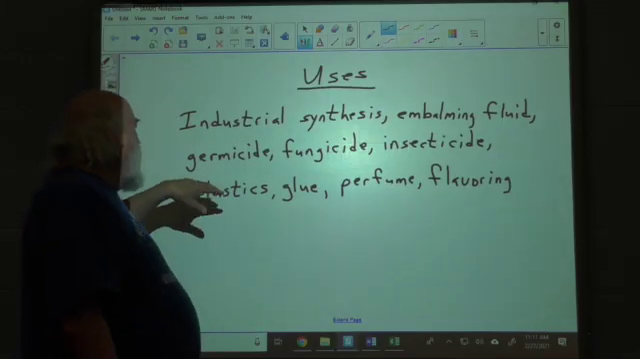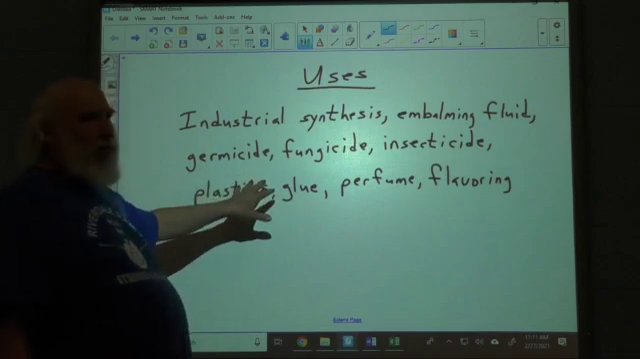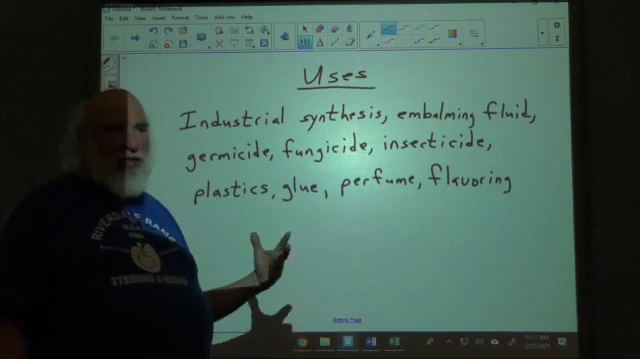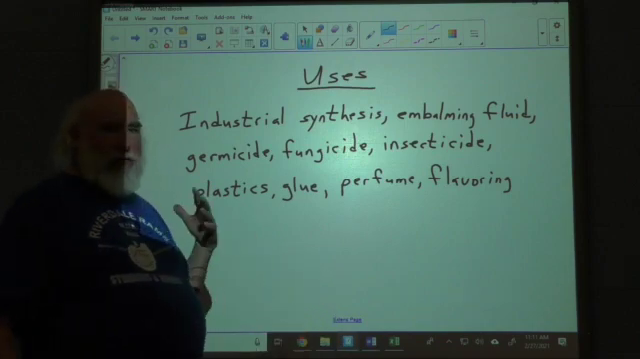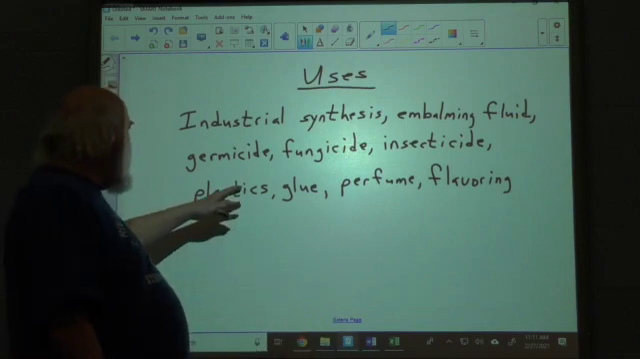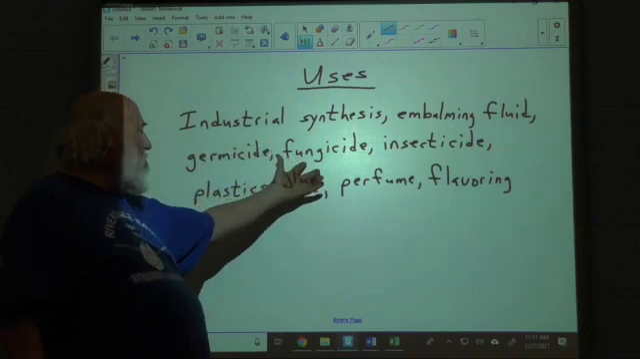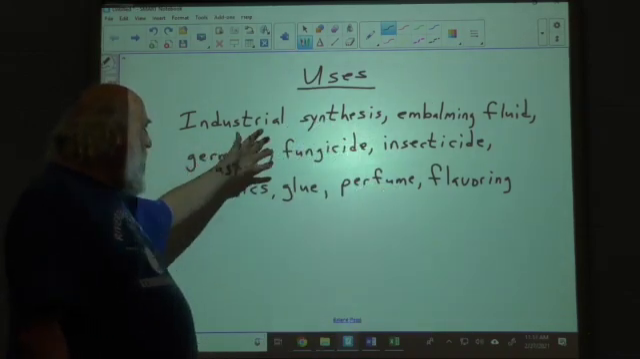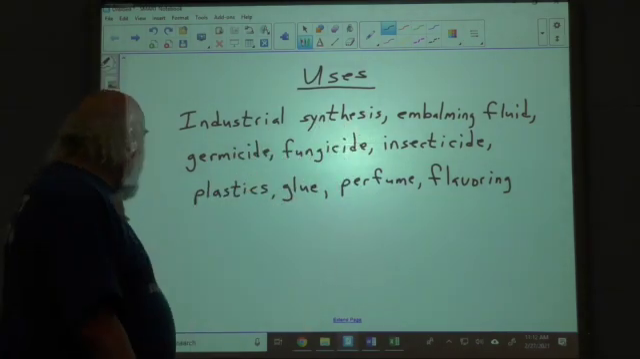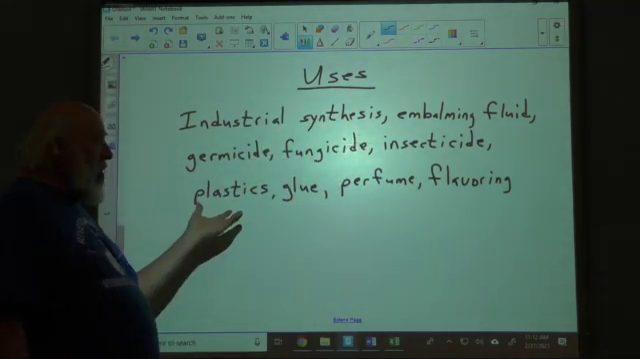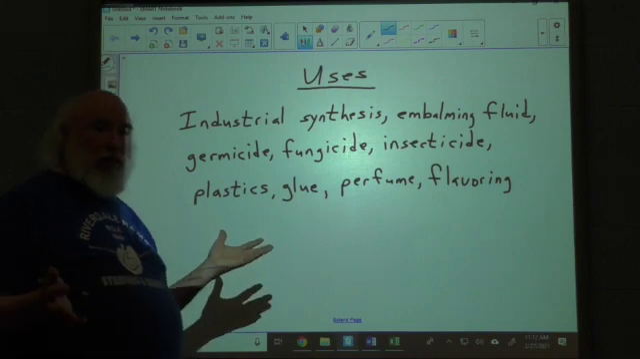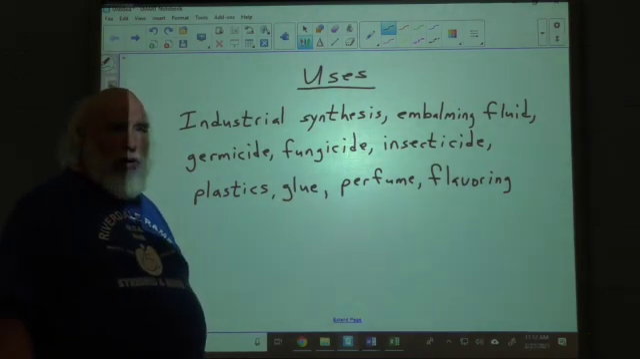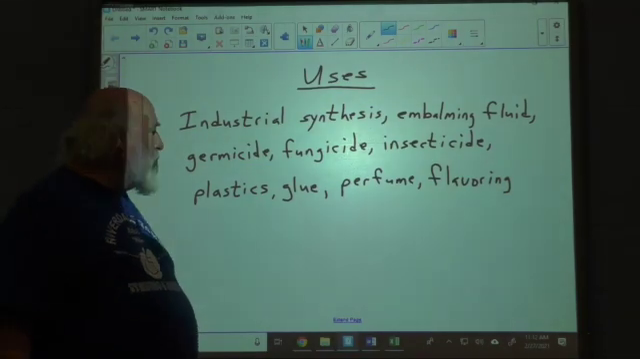If you see a fancy name like this that ends in "side," like homicide or genocide, it means some kind of death. And so this is used in killing germs, fungi, and insects. So germicide, fungicide, and insecticide. It's also used in making plastics, and one of the plastics that it does make is a really effective glue.